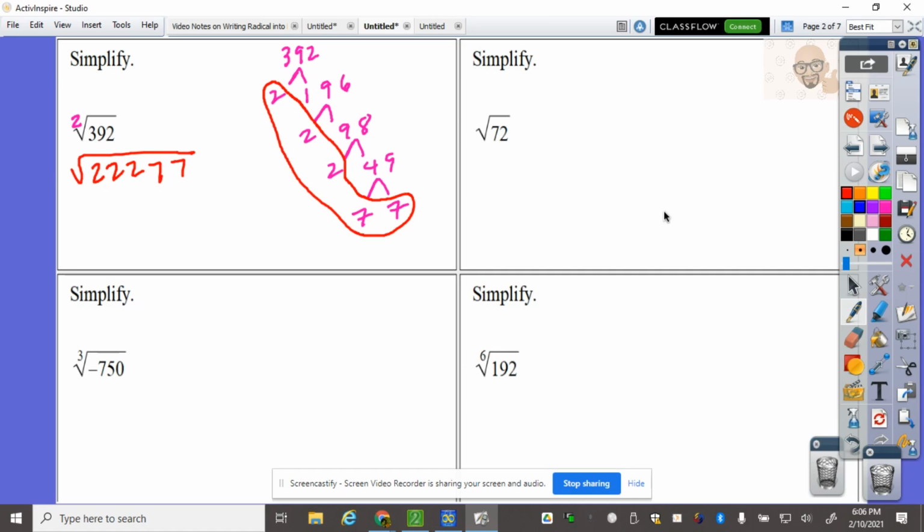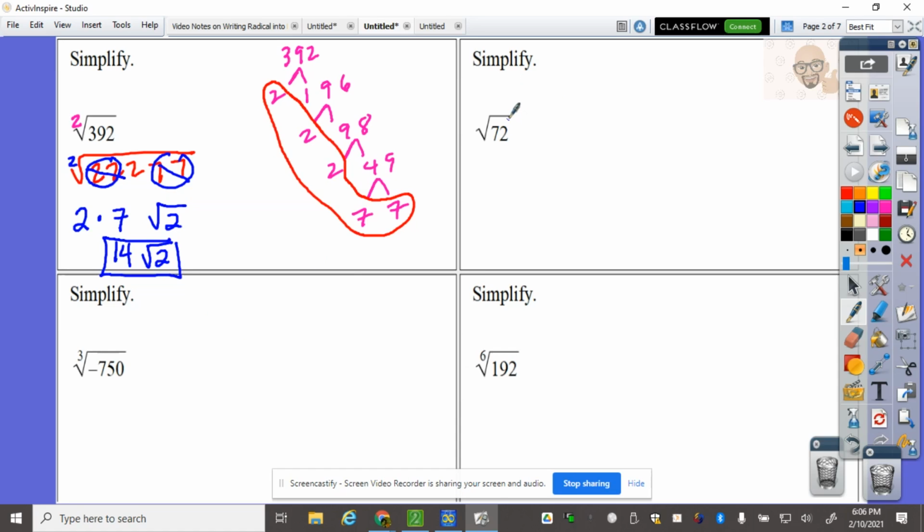So 1, 2, 3 2's, 7, 7. And again, what is our index here? The index here is 2. So a pair of 2 crosses out, so the 2 will step out. A pair of 7 crosses out, so times 7, square root of 2. So the answer now is 2 times 7, which is 14. The answer is 14 square root of 2. Kaboom.